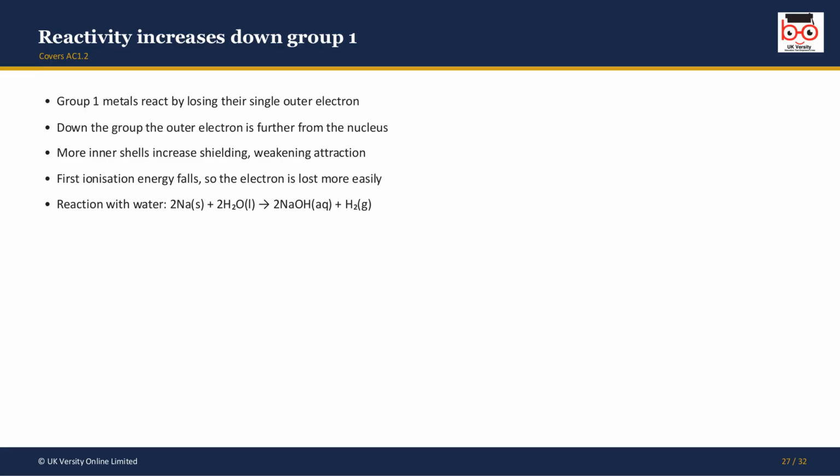Now let's connect this to reactivity. Group 1 metals react by losing their single outer electron. As you go down the group, that outer electron sits further from the nucleus, and with more inner shells, the shielding increases, weakening the attraction. So the first ionization energy falls, the electron is lost more easily, and the metals get more reactive. Sodium with water, for instance, gives 2 sodium, plus 2 water goes to 2 sodium hydroxide, plus hydrogen gas.